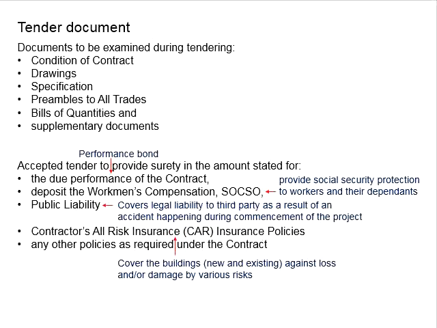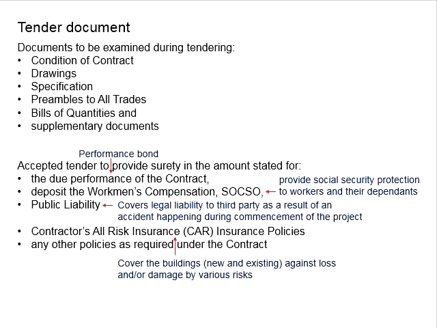Next, study the preambles to all trades, the bill of quantities, and also other supplementary documents. Make sure not to overlook any important details, and all this information would serve as a guide agreed by both sides for the commencement and completion of the work. Should there be any missing document, the tenderer will need to seek clarification from the employer. To avoid miscommunication, don't simply make assumptions on certain missing information.